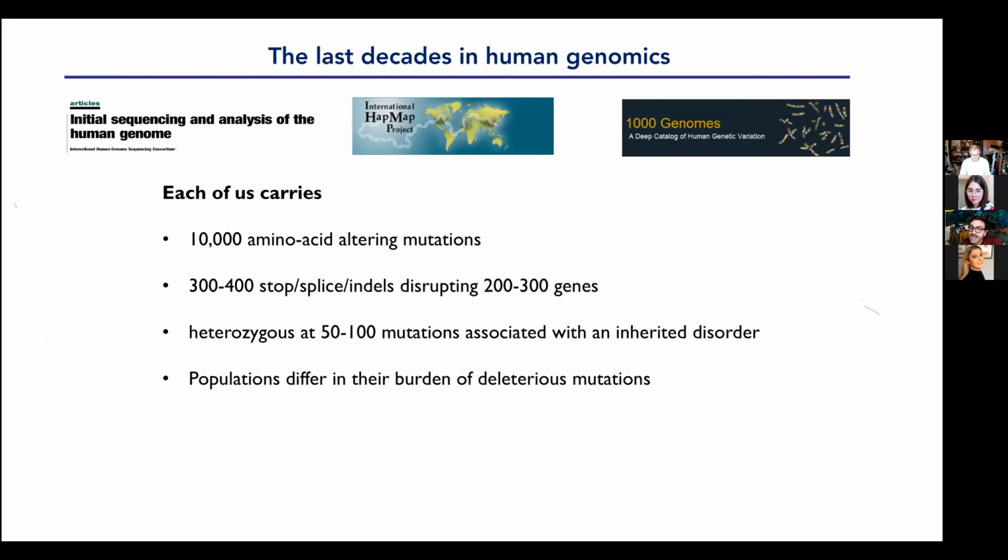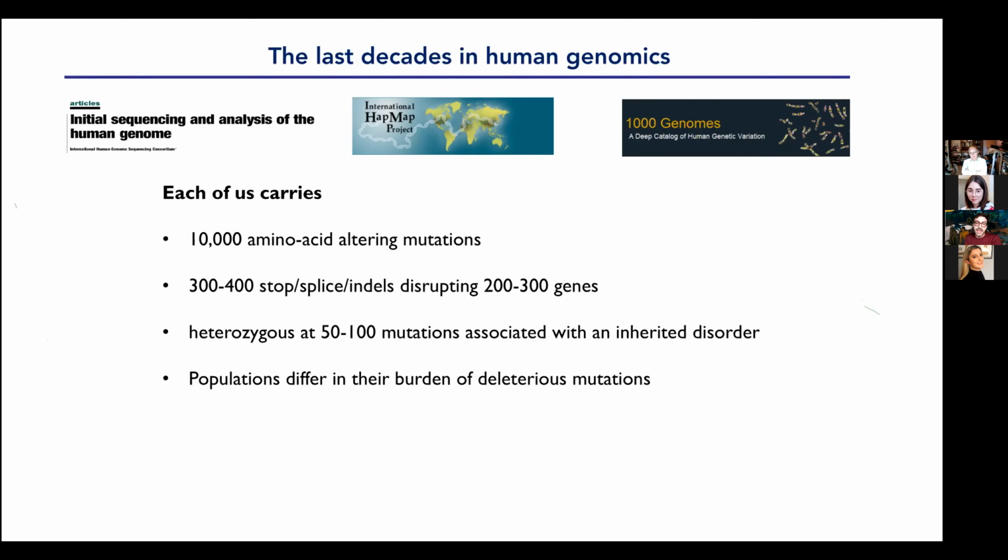Because if you compare each of us, regardless of our ethnic or geographic backgrounds, to the human genome reference sequence, each of us will differ at 10,000 mutations that change the amino acid sequence. Each of us can have up to 300 genes that are disrupted, raising questions about the levels of redundancy. Also, each of us has between 50 and 100 mutations in our genomes that have already been associated with an inherited disorder.